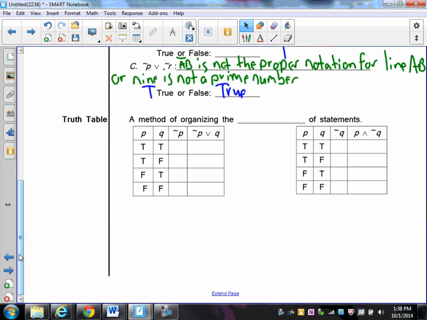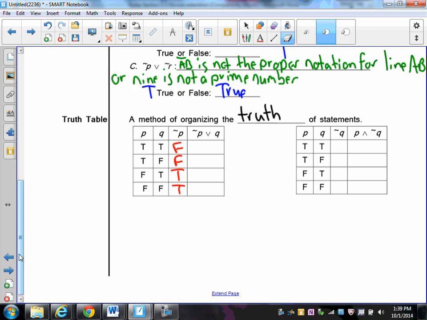The last thing that's mentioned on these notes are truth tables. Truth tables are a method of organizing the truth of statements. So for these ones here, if we want to find not P, we have to look at the P column and we just flip it around. So whenever it was true, not P means false. True, not P is false. False, not P is true. And false, not P is true. So all I'm doing is changing all of the values. Whenever it's true, it's false. Whenever it's false, it becomes true.